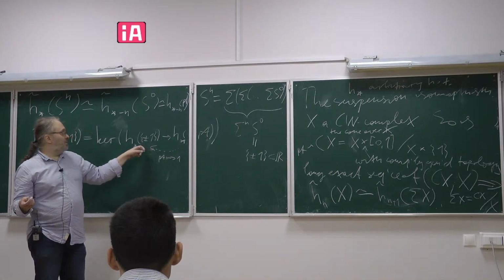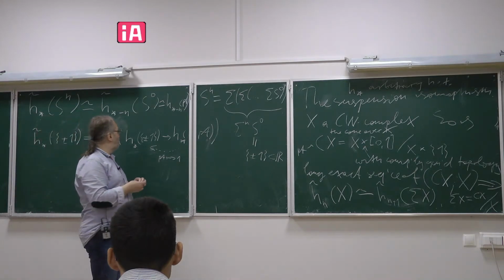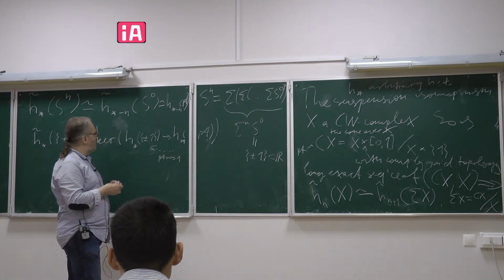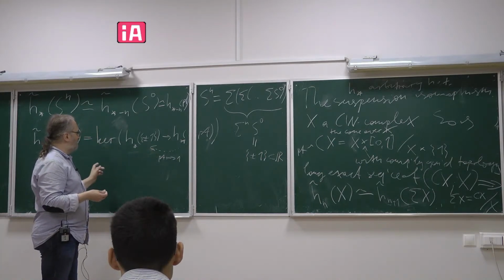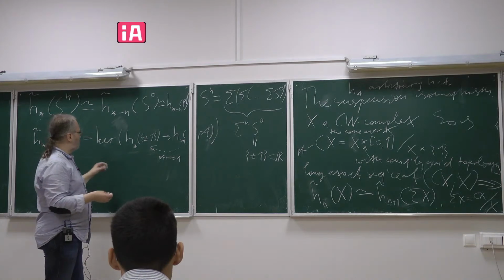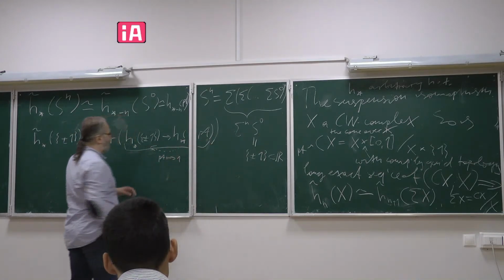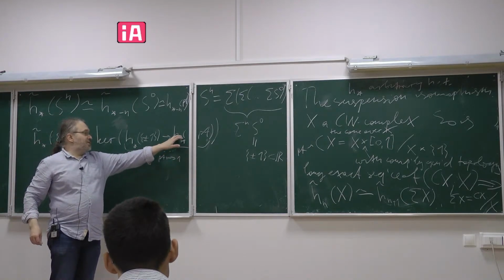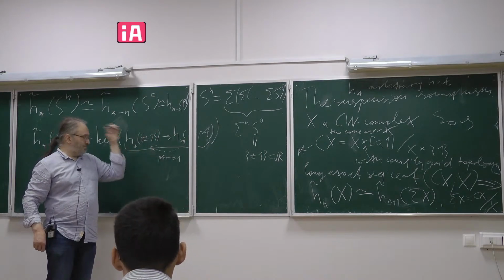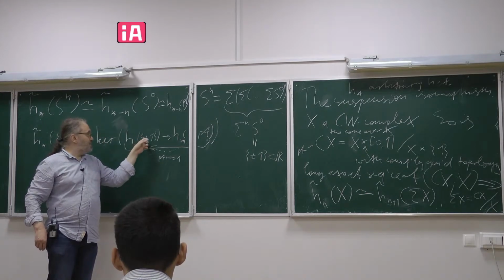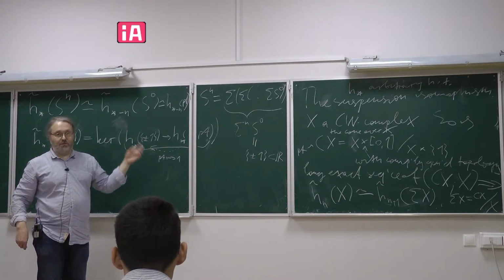And this gives me a way to represent this group as a direct sum of two copies of the homology of a point.